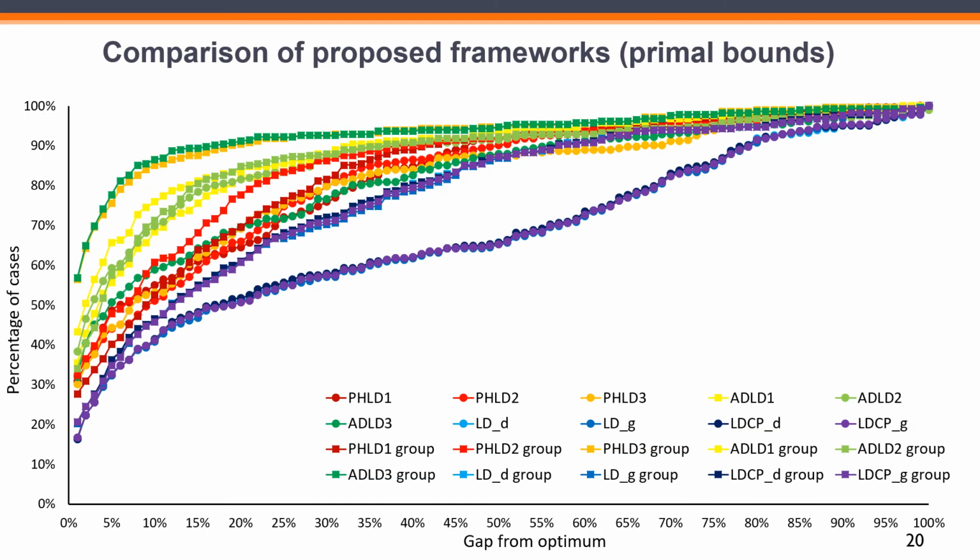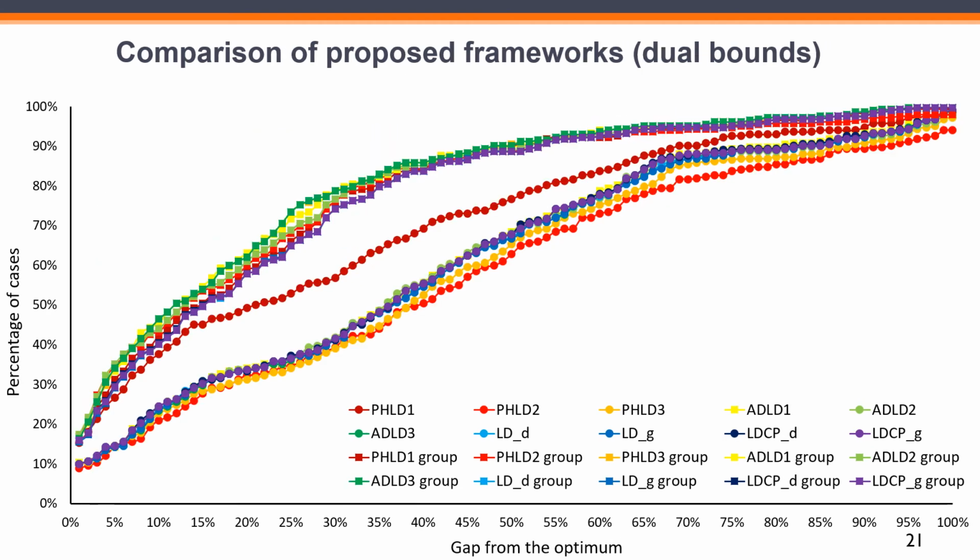For the results, the figure shows the percentage of total cases versus the gap from the optimum for primal bounds generated by the 20 different frameworks. Within 100 iterations, the computational experiments revealed that the proposed frameworks were able to obtain primal bounds with less than 1% gap from the optimal for nearly 60% of the test functions. And among the 20 different frameworks, the ADLD3 group and the PHLD3 group have the best performance.